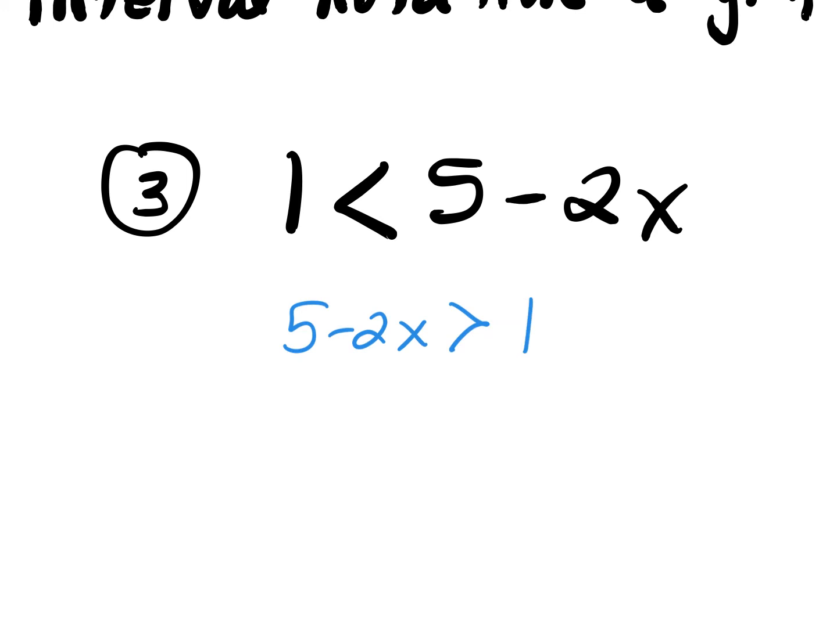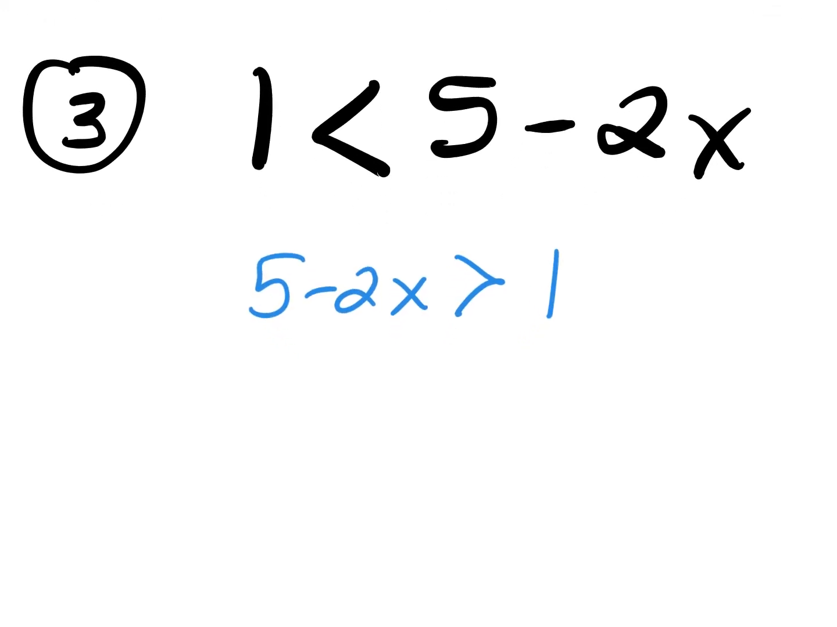I always like to have my variables on the left-hand side with inequality, so I would do that first. If you flip the sides of your things, if you move the left side to the right and the right to the left to begin with, you have to flip the sign. But now if we go about solving, how do I get x all by itself? I'm going to subtract 5. Good. So I have negative 2x is greater than negative 4.